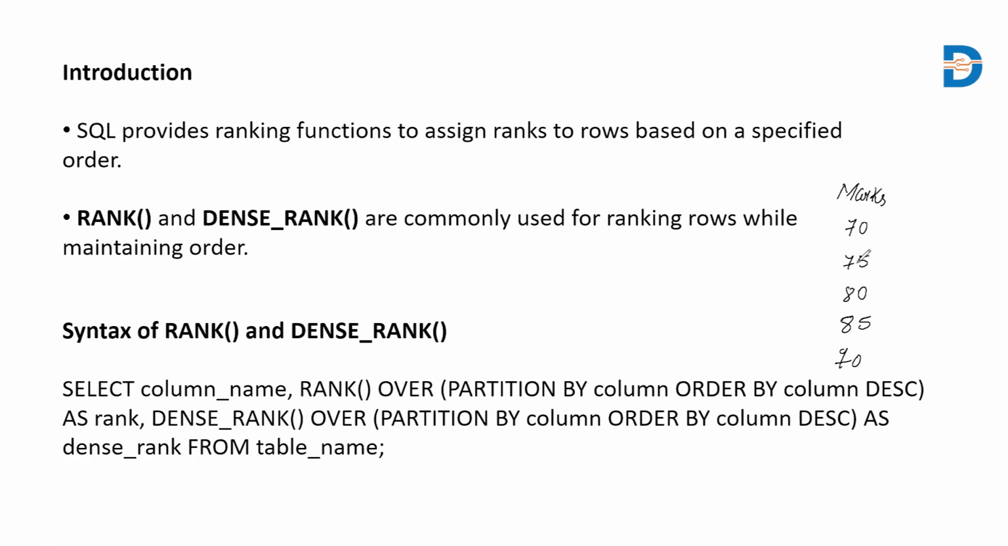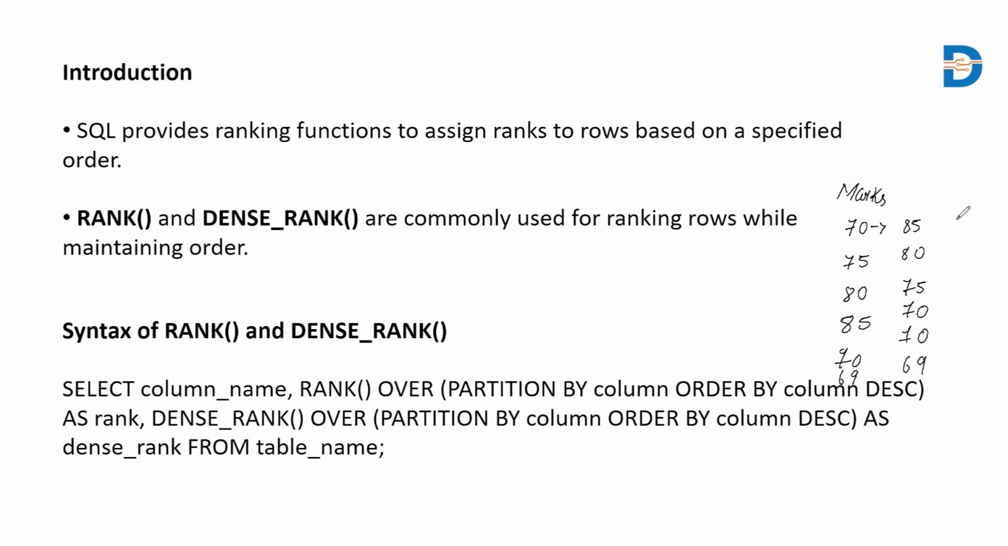First, I'm going to sort this in descending format. So 85, 80, 75, 70, 70. Next, I'm going to add another record, which is 79. So I want to assign rank on the descending order of the marks of a student.